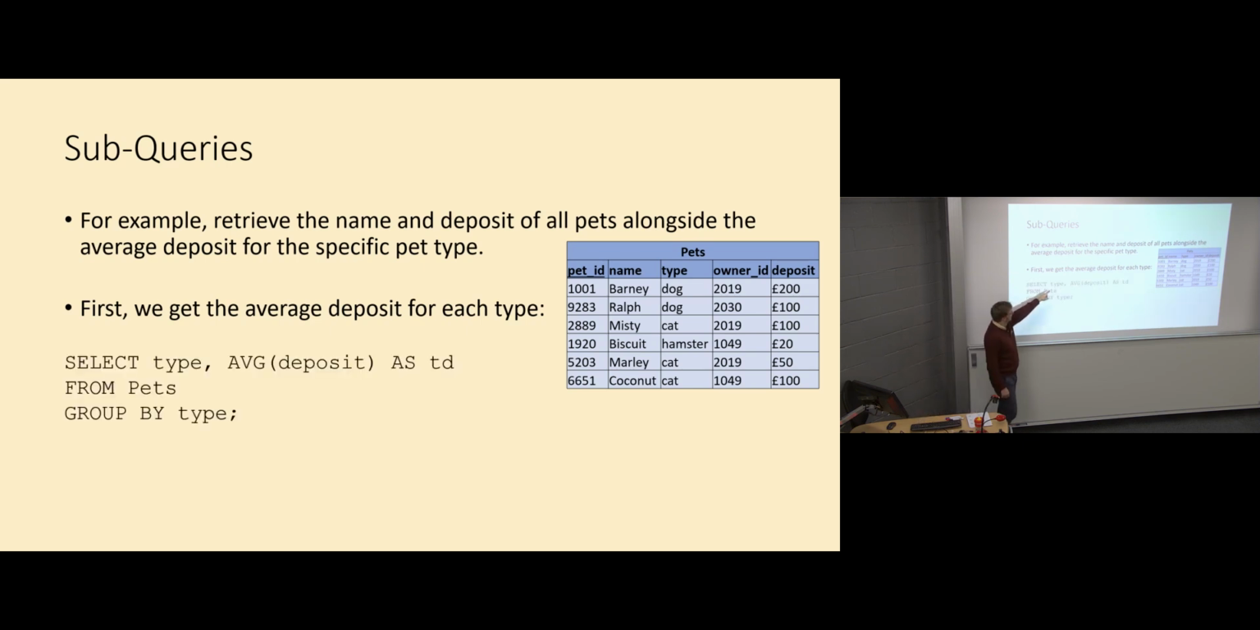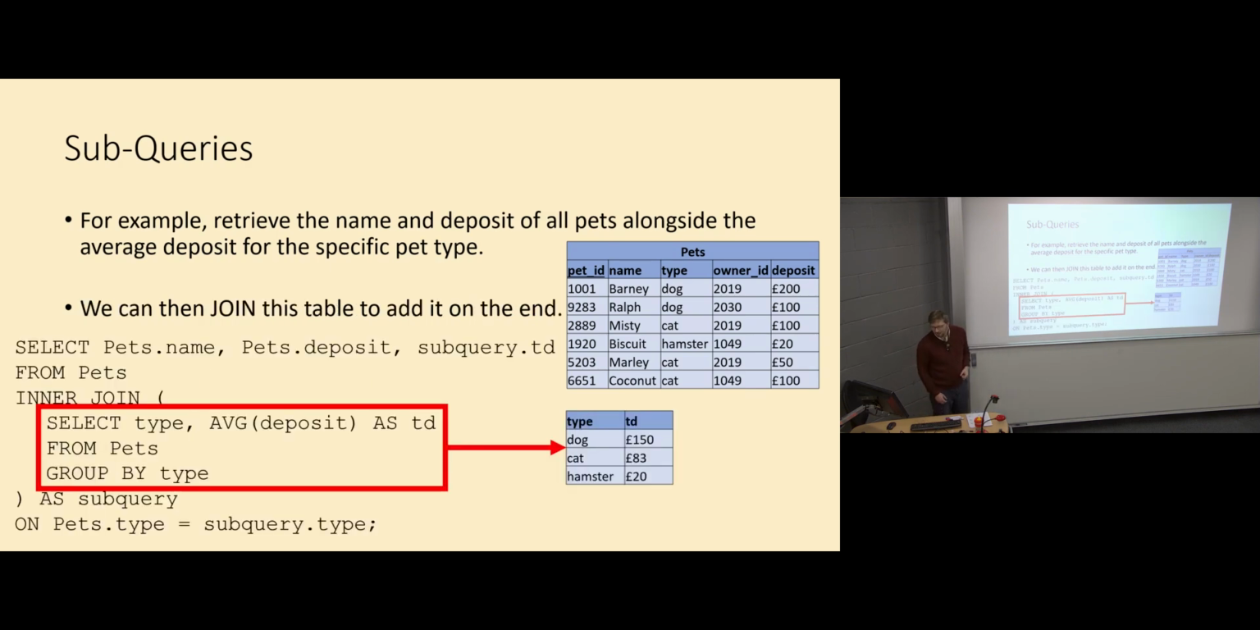So select type and average deposit. I've used a pseudonym here, and I said I want to call this column TD. So average deposit, this will be known as TD in my query. From pets, and we're going to group by type. So I want the average deposit for every type. That as TD on the end, we've seen, I think, once or twice before, and all that means is I'm essentially selecting type and TD. That's what I've called this. It's just a pseudonym for the column. So that's going to give me this. So every type and the average deposit for that type.